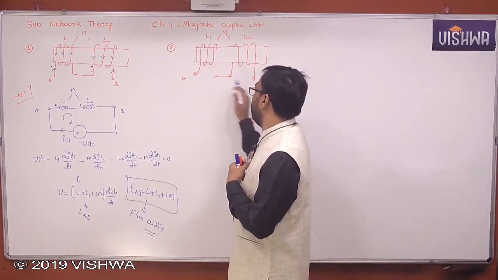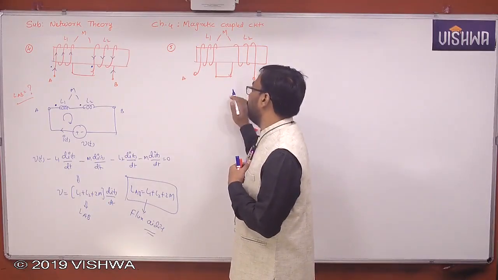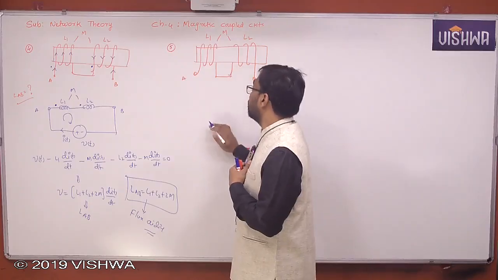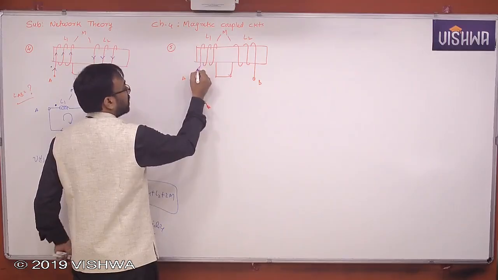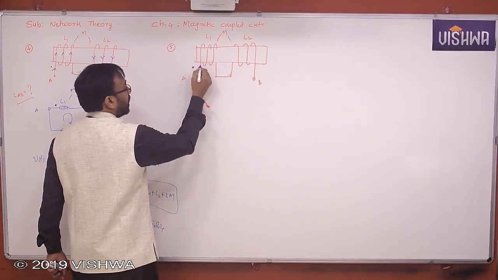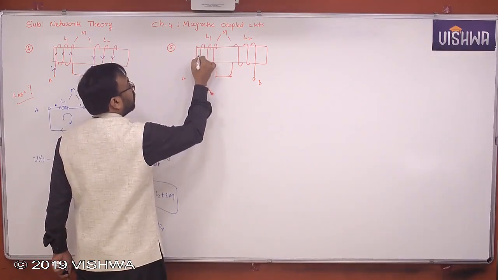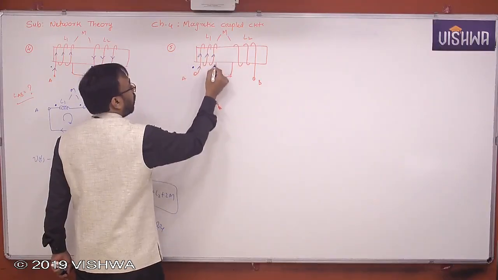To find this LAB, definitely I told you already the Volt-Amp method is required. For that we need dots. So let's find the dots. Identify the terminal where the current enters in the first coil case. I'm assuming some current is entering here. Put a dot. Current is coming out of it.